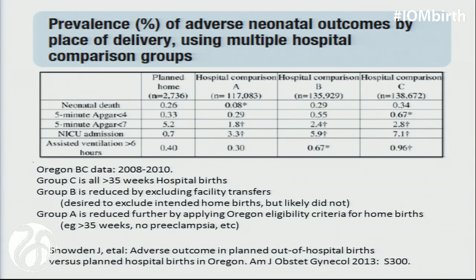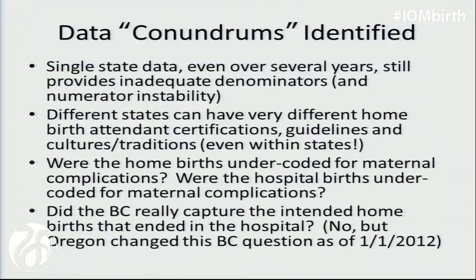Now, the difficulty here is this is 2,000 home births. And what did we just say about denominators and numerators? This is 7 neonatal deaths in that entire population, which calculates to 0.26%. So a couple this way, a couple that way changes the whole conclusion, and you just can't do it with this kind of data. So what we have is a problem.